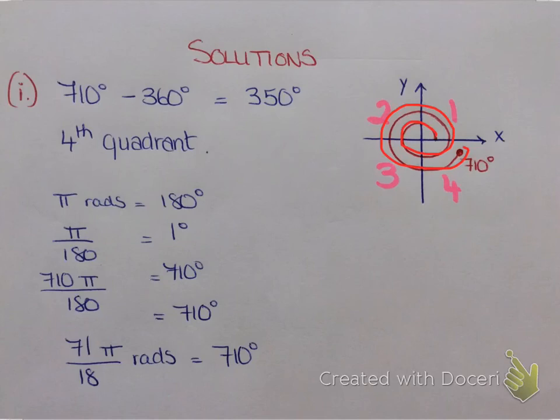The other part of that question then said, convert 710 degrees into radians. So your starting point, pi radians, is equivalent to 180 degrees. Therefore, divide across by 180 to get what 1 degree is equivalent to. Then multiply both sides by 710 to get what 710 degrees is equivalent to, and simplify your fraction. So 710 degrees is equivalent to 71 pi over 18 radians. And again, you can give that in decimals if you want by just putting it into the calculator, and it'll give it back in decimals.